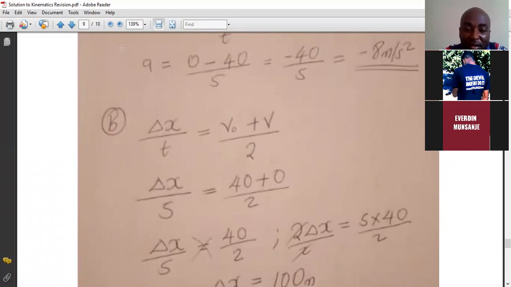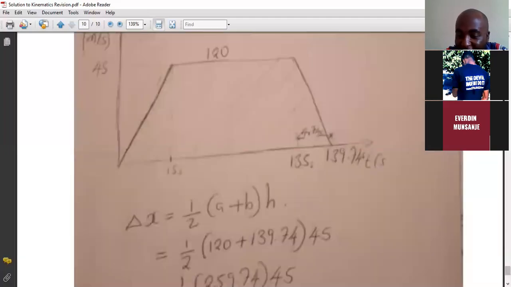So then you change the subject of the formula, because the number you're looking at is the final velocity. You just say v naught plus 0 over 2. So 40 plus 0 is equal to delta x over 5. You can cross the 5 alone if you want, or just cross multiply it by 2: 2 delta x equals 5 times 40. We divide it by 2, we got 100. So the answer is 100.